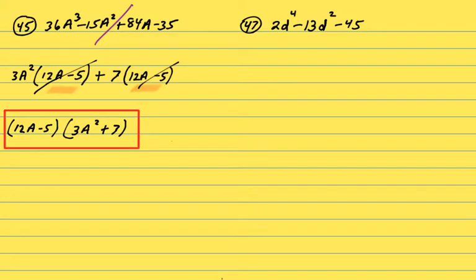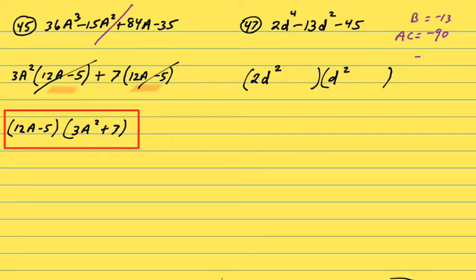And 47, notice, is not 4 terms. It's 3 terms called a trinomial. Trinomials, again, factor usually into the product of 2 binomials. 2d squared times d squared would make 2d to the 4th. What's a times c on this one? 2 times -45 is -90. B is what? -13. Can you think of anything that multiplies to -90 that adds to -13?